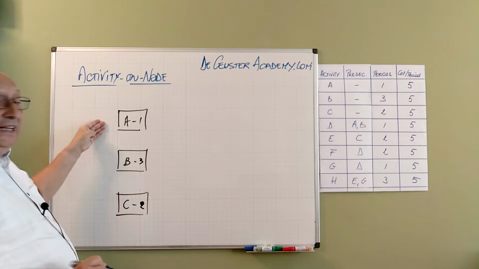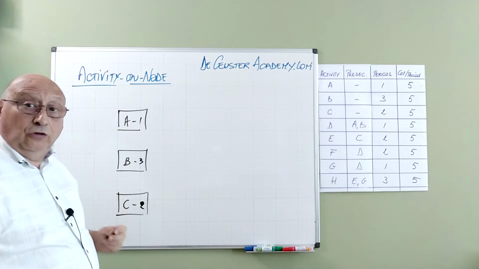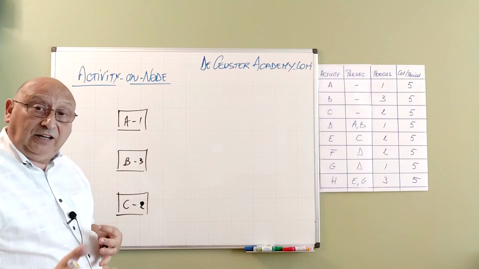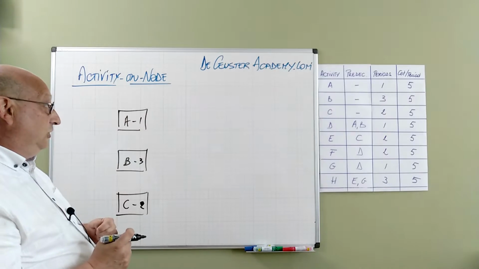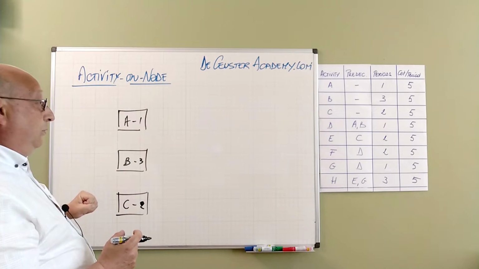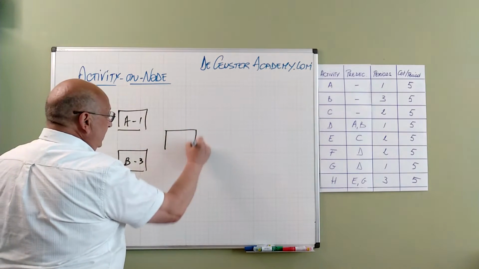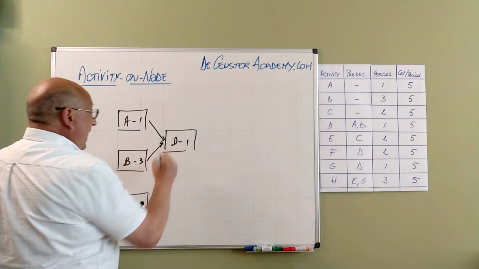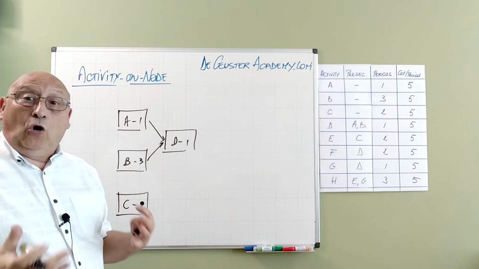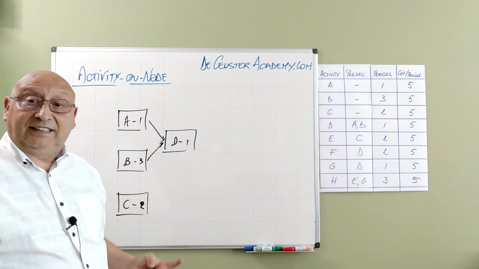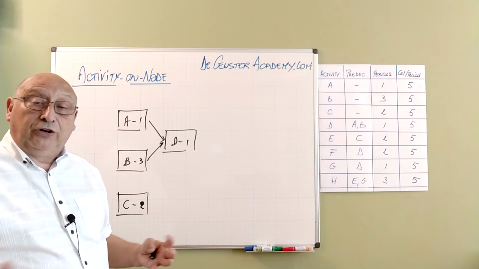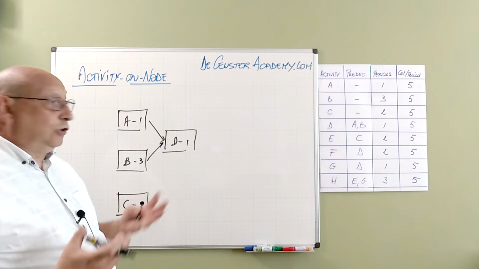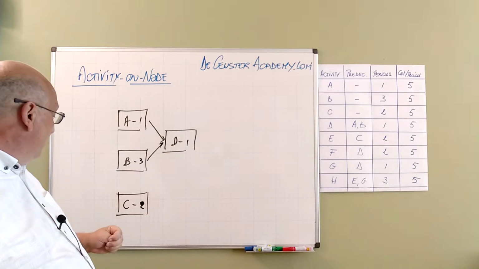Activity on the node means that the activity is executed on the node. The node contains all the information about early start, early finish, late start, and late finish. We have D which has two predecessors A and B with a duration of 1. So we have the arrows, and here the arrows only show the relationship between the activities. They have no other meaning than just linking the activities according to the precedence information.